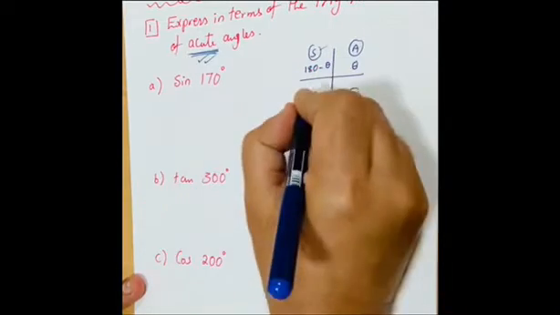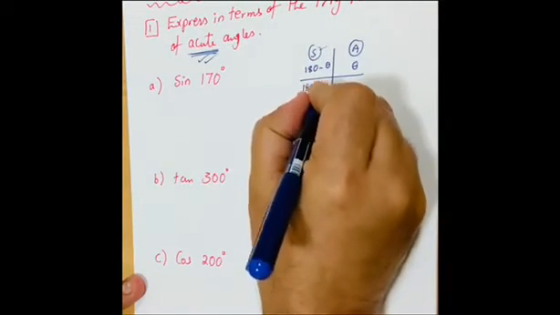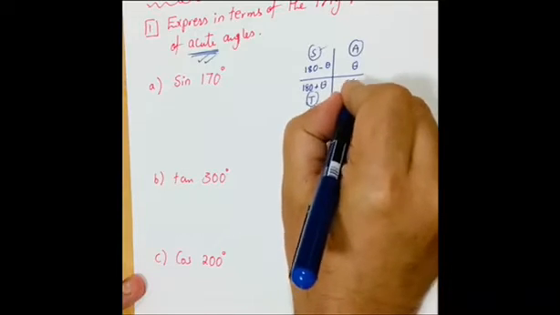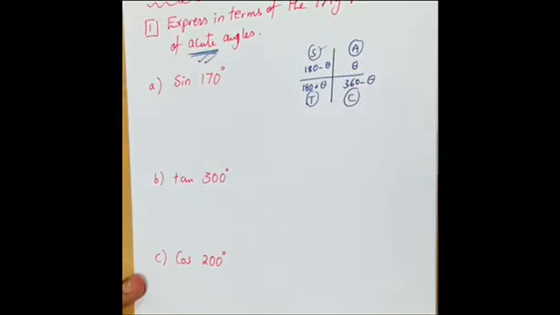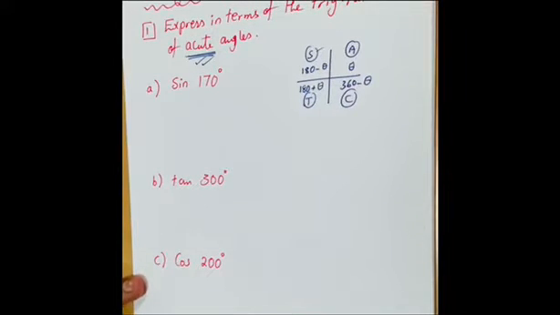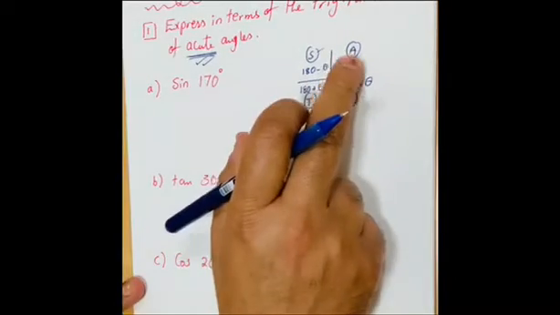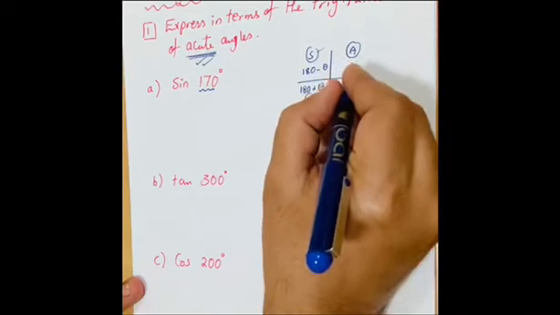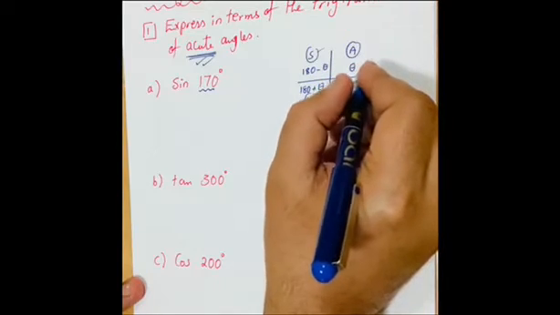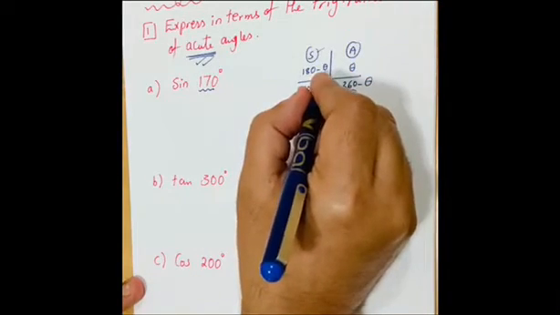In the first quadrant it is theta, in the third it is 180 plus theta, and in the fourth it is 360 minus theta. So theta is the angle lying in the first quadrant, which we call the reference angle. 170, which is in the second quadrant, if you want to get the reference angle lying in the first quadrant, we're supposed to use 180 minus theta.